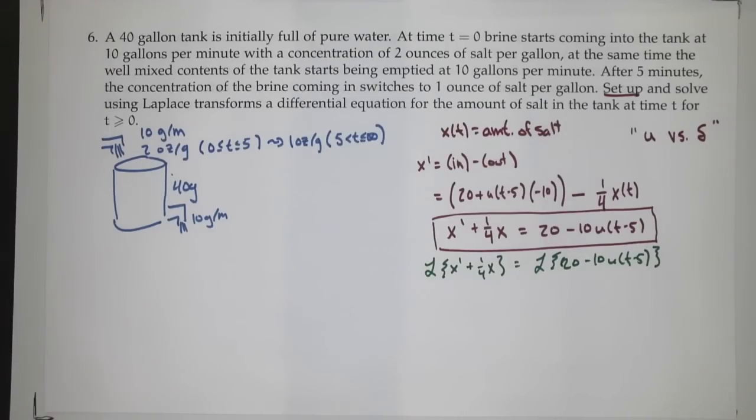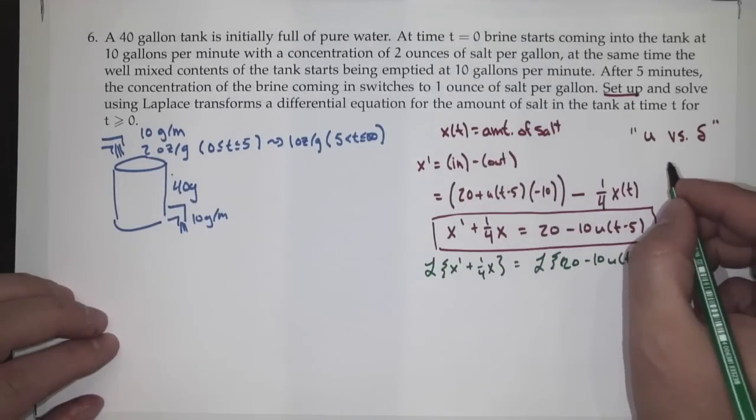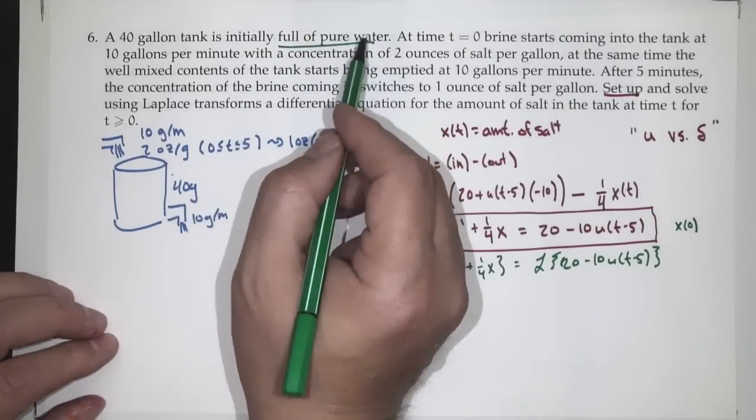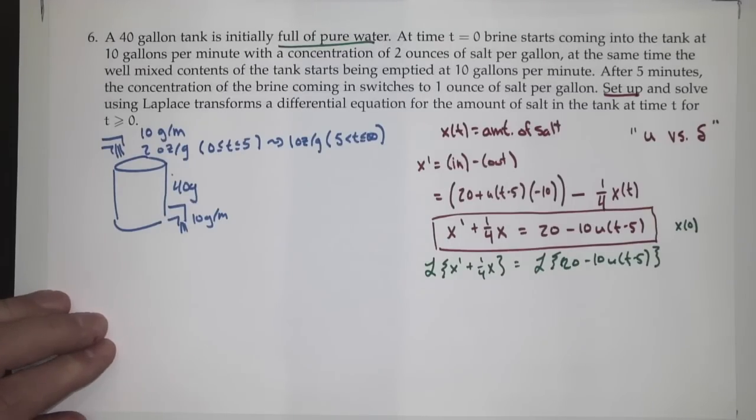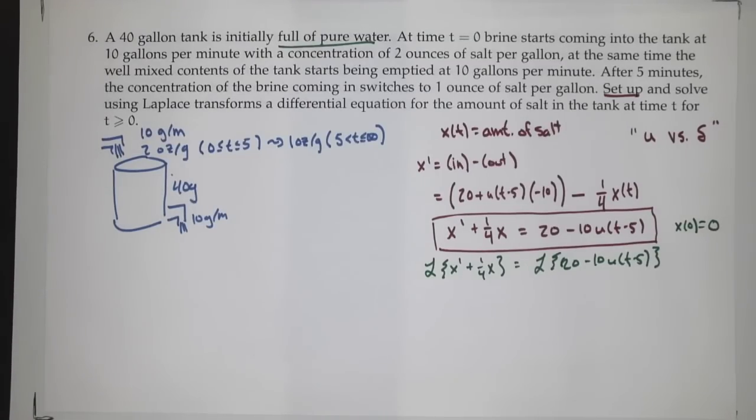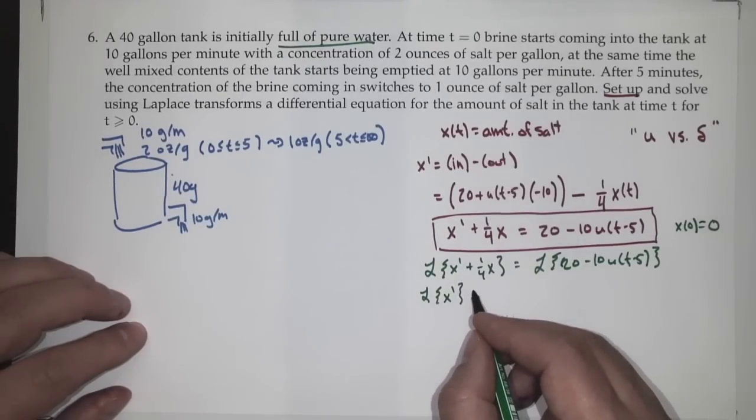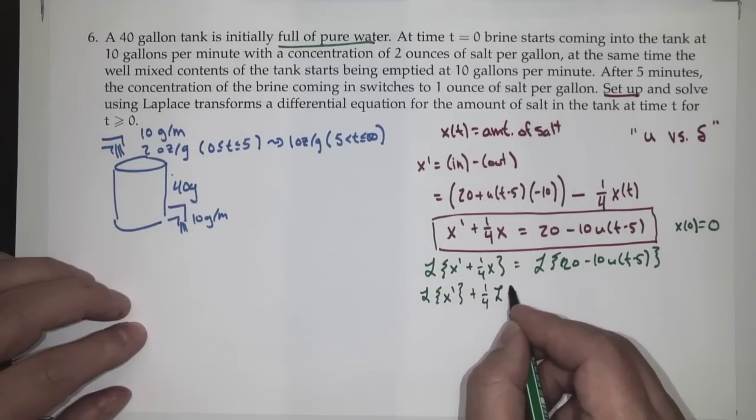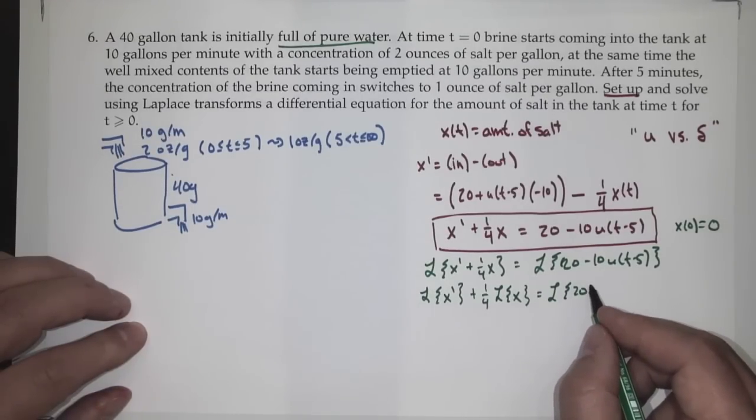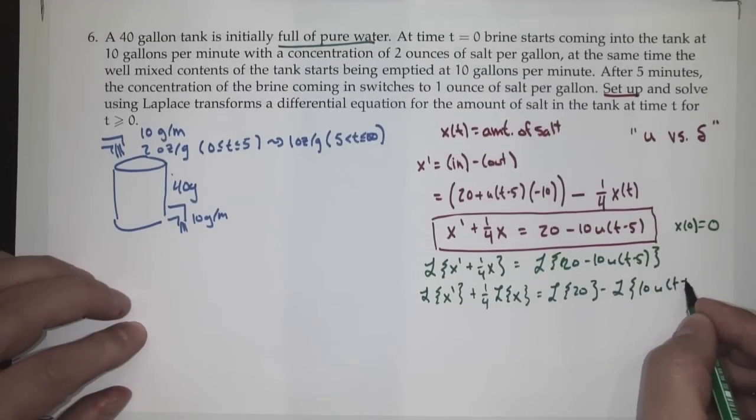On a side note, when we take the Laplace transform of x prime, we will need to know what x of 0 is. Initially, we're pure water, no salt. So x of 0 equals 0. All right. So the Laplace transform, we'll pull this apart, of x prime, 1/4 the Laplace transform of x, the Laplace transform of 20, minus the Laplace transform of 10 U of t minus 5.